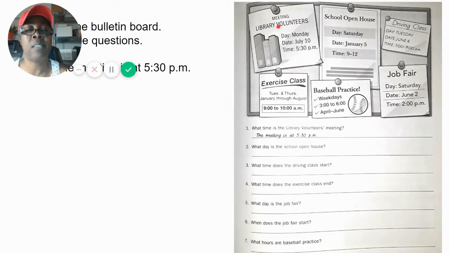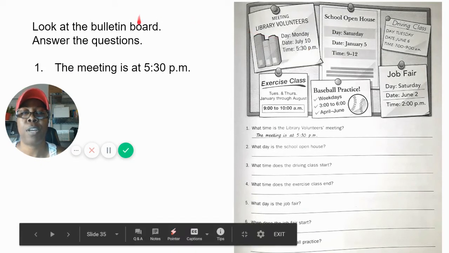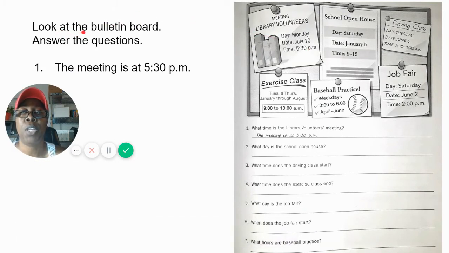All right, so let's start this page. We won't be able to finish it before our time is up. That's okay, we'll just continue it in the next lesson. Let's look at our instructions. Our instructions say, look at the bulletin board, answer the questions. So let's end this lesson by just looking at the bulletin board, and then the next lesson we will start with answering the questions.